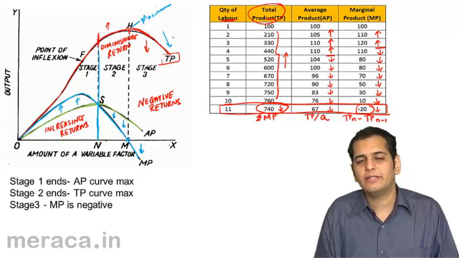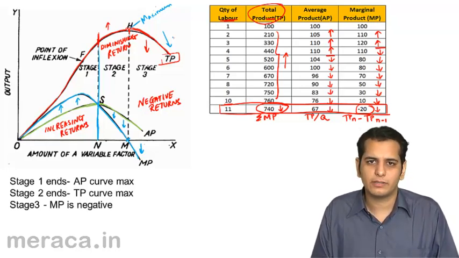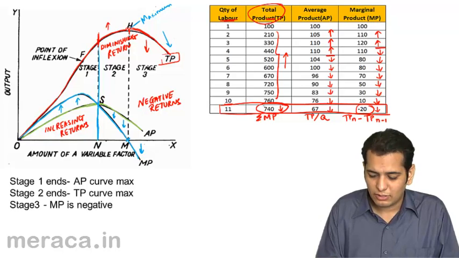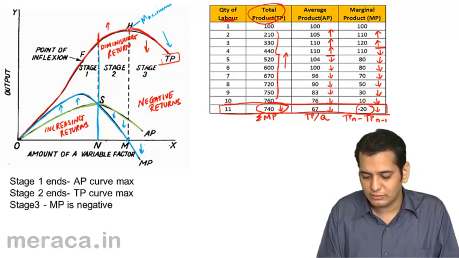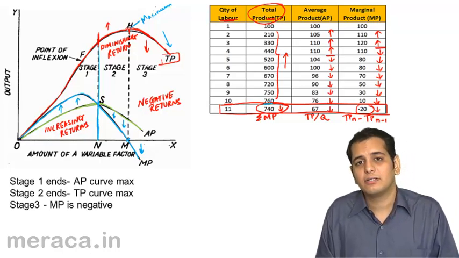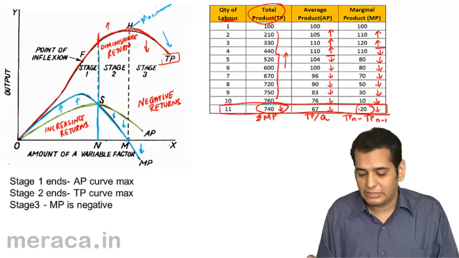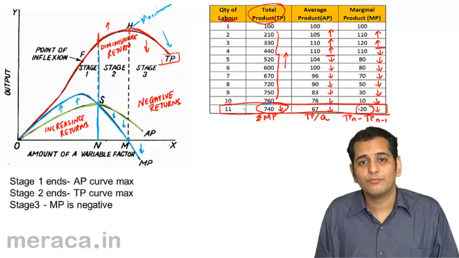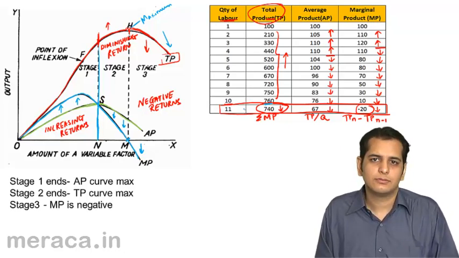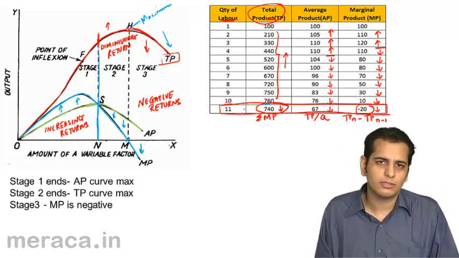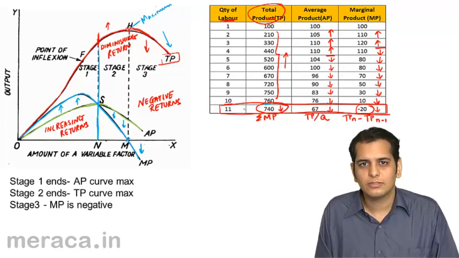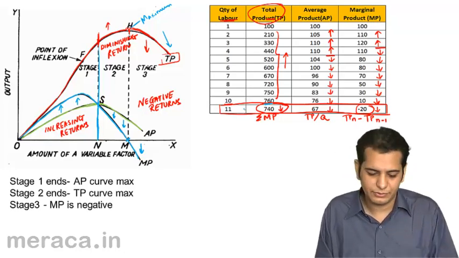Now this is a very difficult thing to understand. How can the total product, which was 760 when there were 10 laborers, become 740 if the number of laborers increase? Now this is a very difficult thing to understand. We come to this when we are in the third stage.